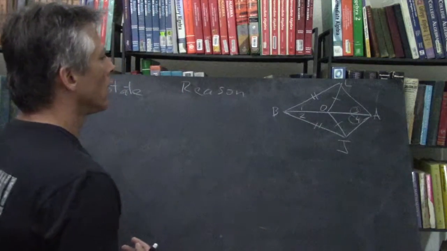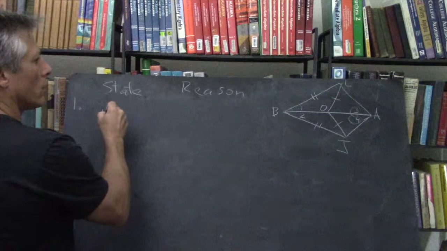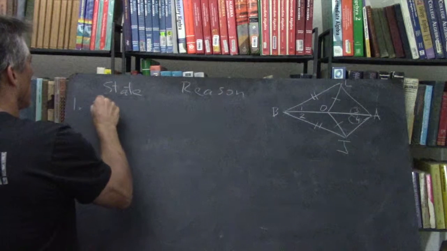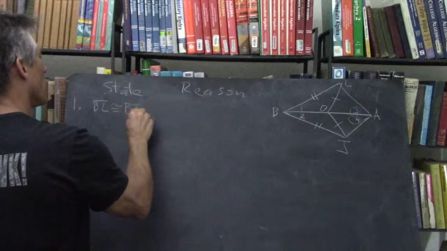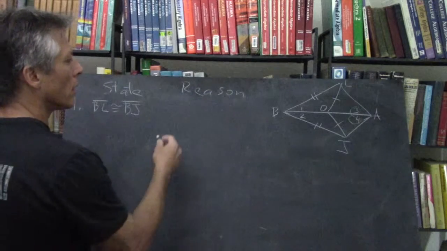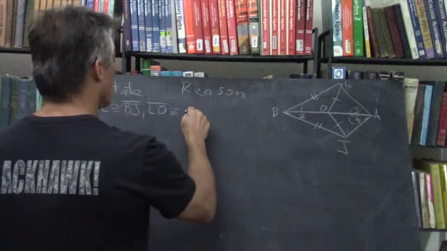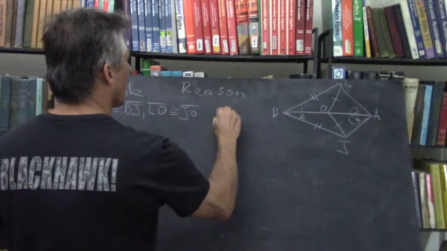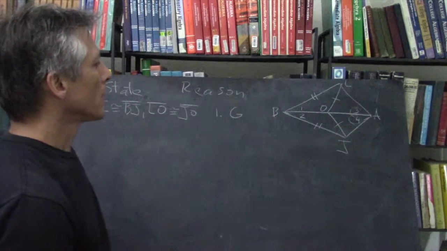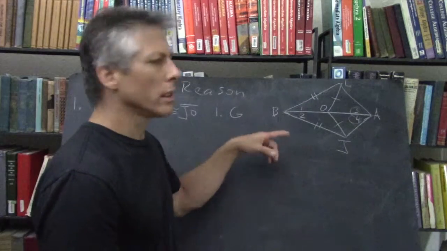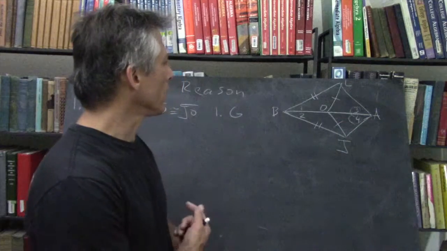There's what we want. Now, let's start with our given. We've got BL congruent to BJ and LO congruent to JO, and that's given. So instead of using a big triangle and going to a small one, I'm going to have to use some small triangles and go to a big one.